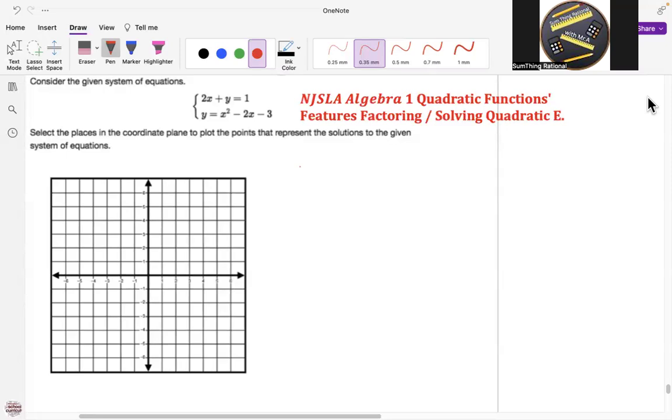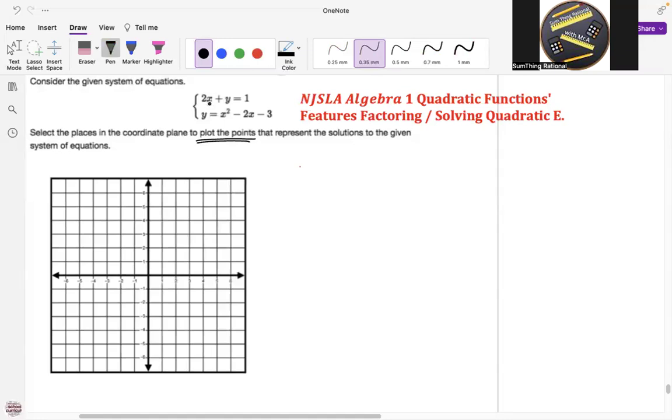Here, what is asked? Consider the system and select the places in the coordinate plane to plot the points. So we need to plot the points here only. We should not plot the whole graph here. We should plot the points where those two graphs are intersecting. There are two ways to solve it, but to be sure, the algebraic way is always easier. But sometimes when we are solving the algebraic way, we can be a little bit confused.